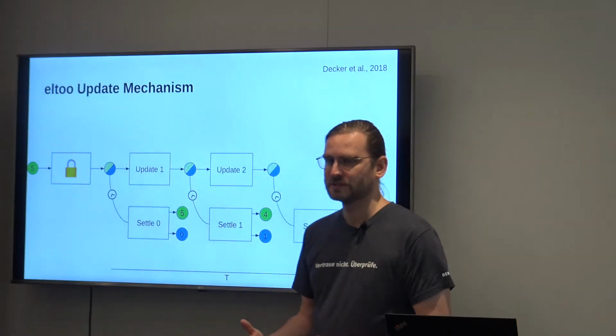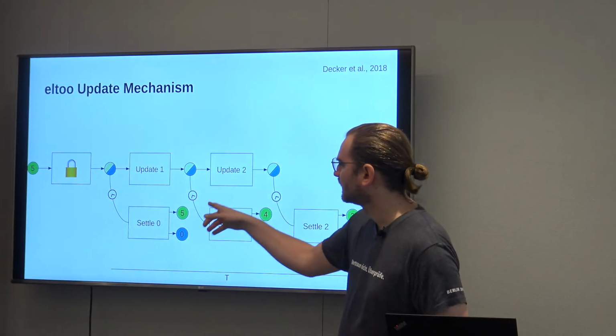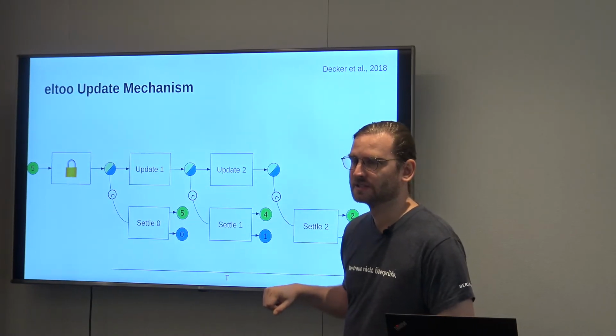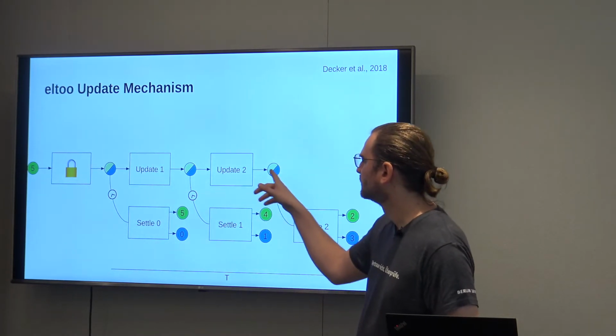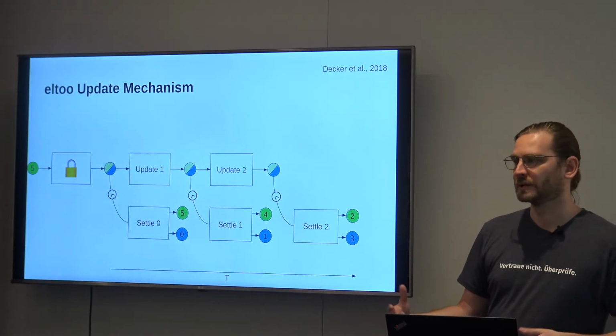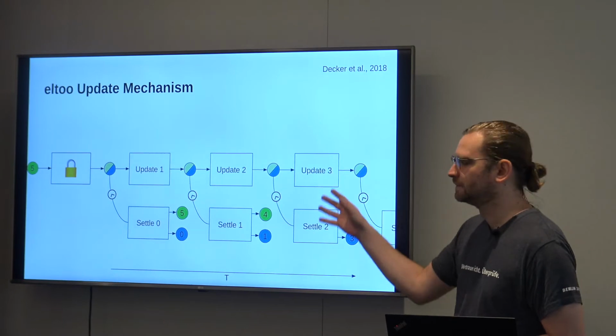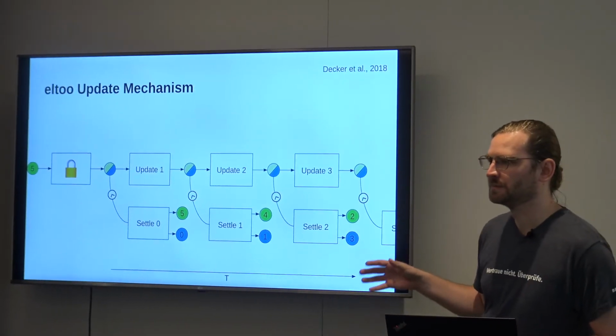So when we want to create a new update, we double spend this output. This becomes invalid. It will never ever be able to reach the blockchain anymore. Update 2 ratchets this forward and opens up a point where we can attach settlement 2, and we can do that however many times we want.